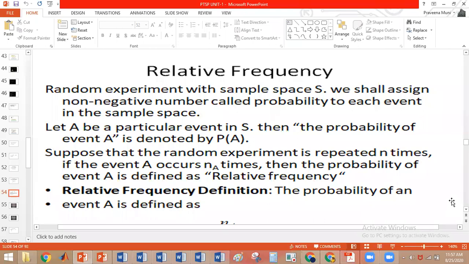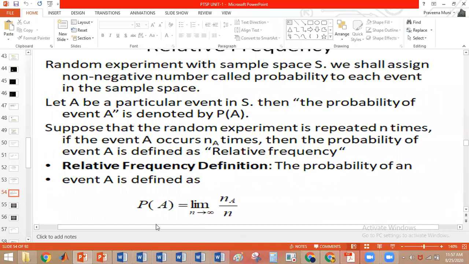The probability of an event A, P of A, is defined as the limit as n tends to infinity of Na by n. What is Na? Na is how many times that particular event occurs. What is n? How many times we conduct the experiment. So the relative frequency definition for probability is that we have to conduct the experiment an infinite number of times and check how many times we get the particular event. That is called probability.